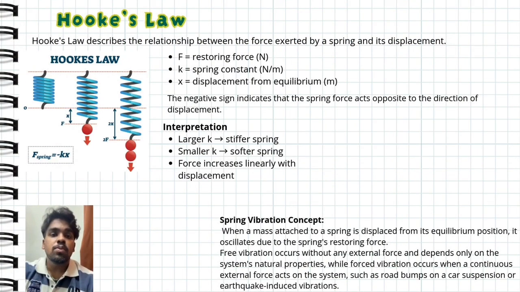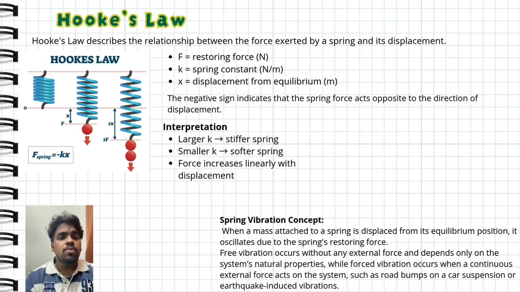Next is Hooke's law, which describes the relationship between a spring's force and its displacement. The second slide shows F spring equals negative kx, where F is the restoring force, k is the spring constant, which is stiffness, and x is the distance stretched. The negative sign means the force always pulls in the opposite direction of the stretch. How do we read this? Stiffness: a larger k means a stiffer spring, a smaller k means a softer spring. Next, linear rule: force and stretch increase together linearly. Double the force, which is 2F, and you double the stretch, which is 2x.